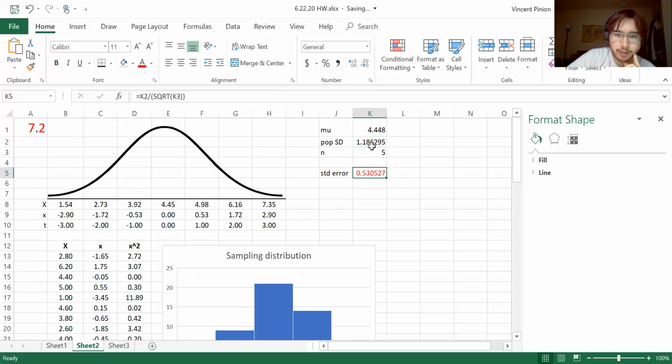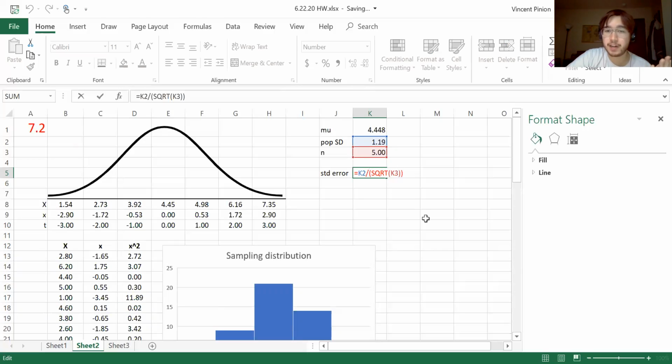And then our standard error is here. That standard error is just the population standard deviation divided by the square root of N, which is 5. Because he said to use an N of 5, since we're making a sampling distribution, we're using the N of every sample. So every sample has an N of 5.